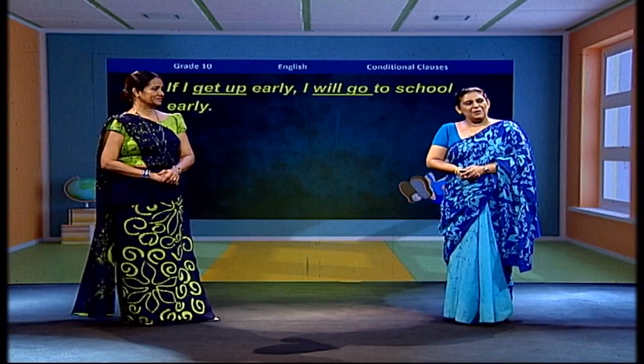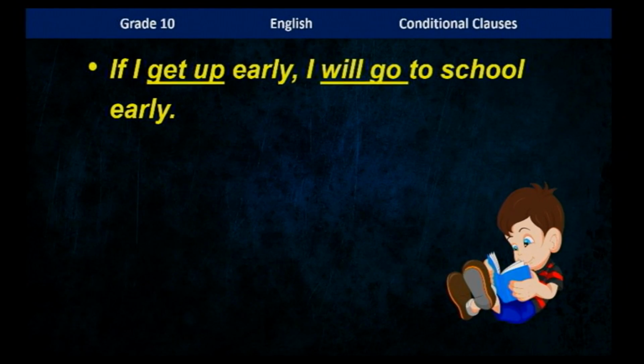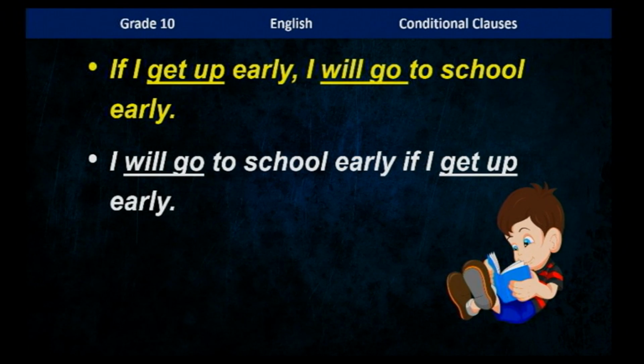So I will show you an example. Now you can see this example. If I get up early, I will go to school early. You can see there are two parts. If, we call that the if clause. If I get up early, I will go to school early. So there is one condition, and there is a result of that. And we can say the same thing this way: I will go to school early if I get up early. So this is what we are going to discuss today.